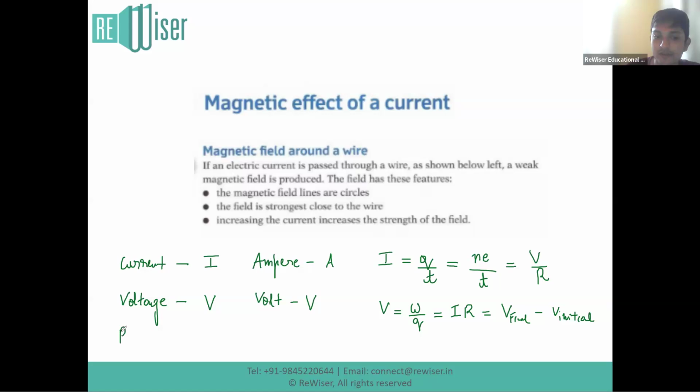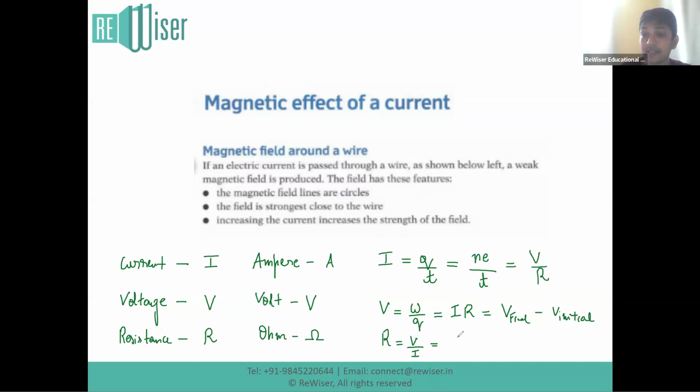The last concept you've learned is resistance. Resistance is denoted by R. Its unit is ohm, the Greek letter omega. R is equal to V by I in terms of Ohm's law. Remember, when you're using V by I, you are assuming that the length and the cross-sectional area are remaining a constant, which is why resistance is a constant in the formula R equals V by I.